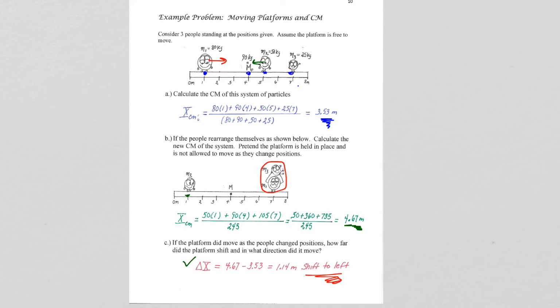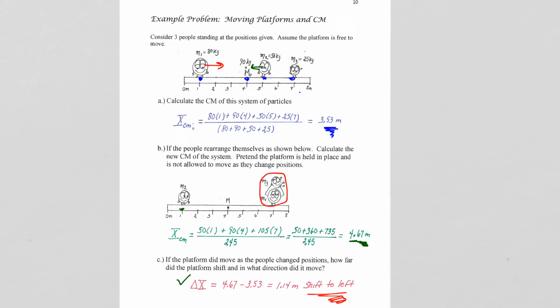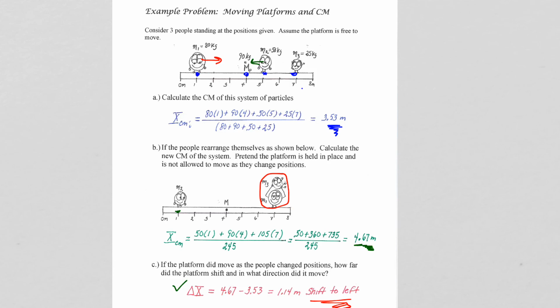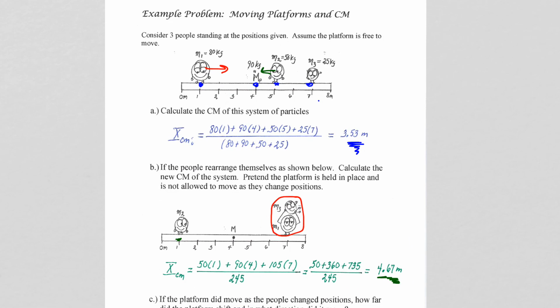And just to be clear, the shift of the platform is ensuring that the center of mass does not actually move, so that the 3.53 center of mass position lines up with the 4.67 center of mass position after the shift.